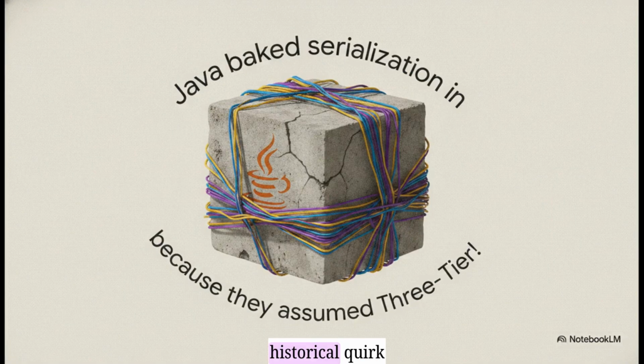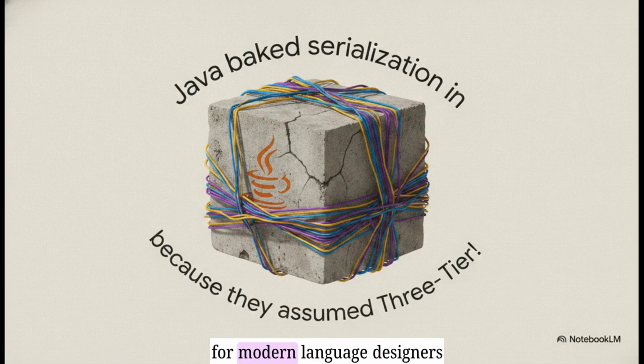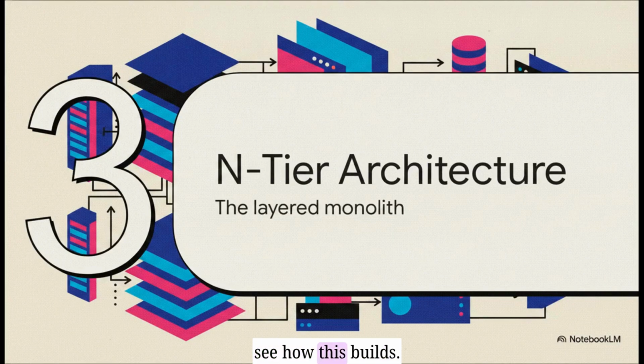Actually, here is a wild historical quirk about the three-tier era. It was so incredibly dominant that the designers of the Java programming language assumed three-tier would just be the standard forever. Because moving objects over a network between these separated tiers was so clunky in older languages, Java's creators baked a feature called serialization directly into the core language. Now today, that strict three-tier style has largely faded away, but that leftover serialization feature is still in Java. It's an absolute headache for modern language designers who have to maintain backward compatibility for a feature almost no one uses anymore. Let's move to Section 3 and see how this builds.